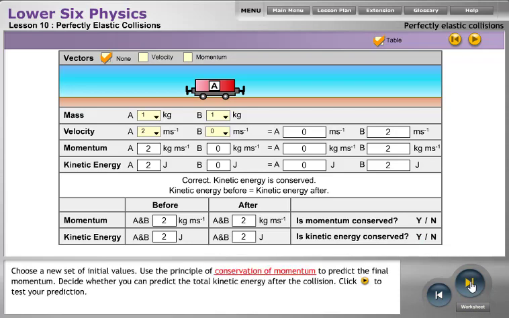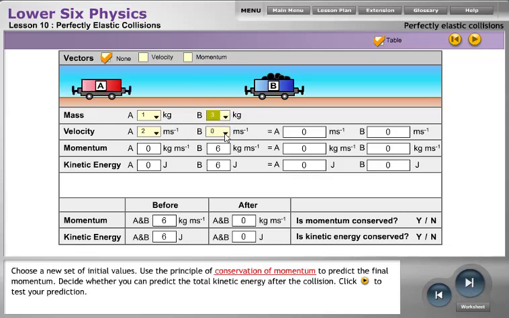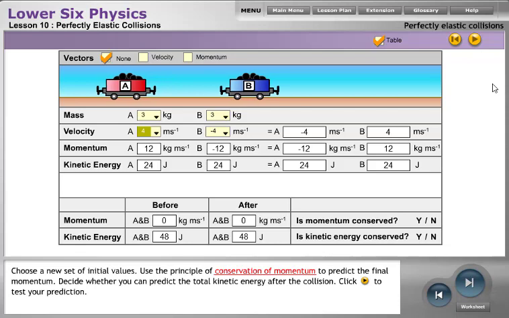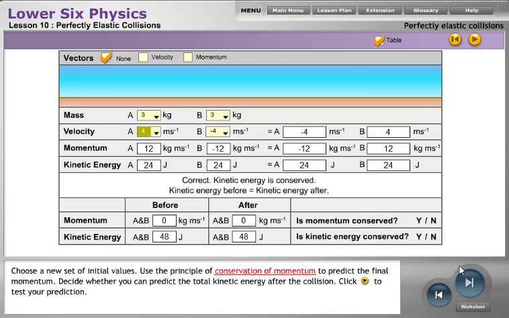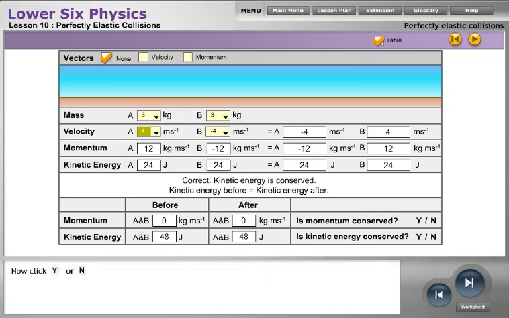Choose a new set of initial values. Use the principle of conservation of momentum to predict the final momentum. Decide whether you can predict the total kinetic energy after the collision. Click Start to test your prediction. Now click Yes or No.